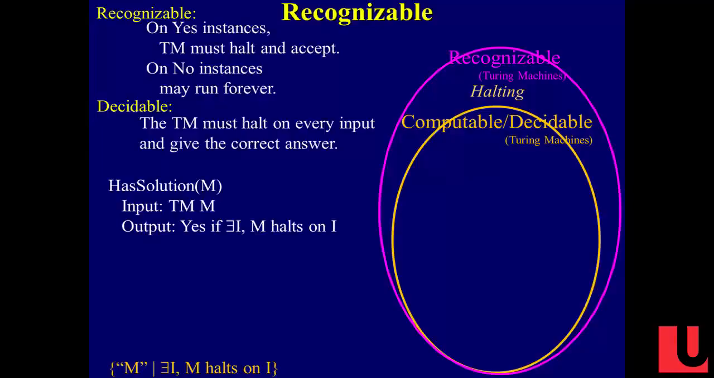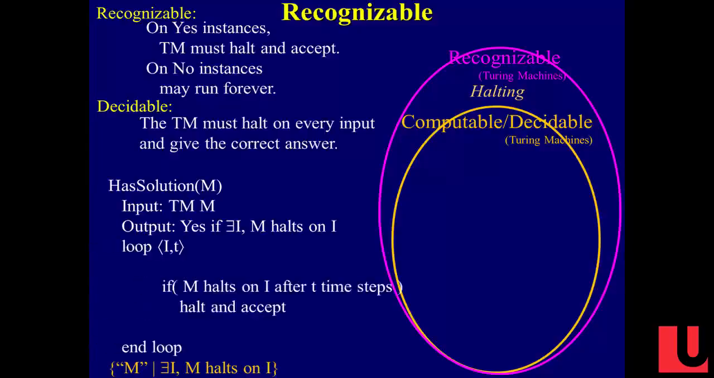So let's go back to our question here. We have some input i and some time step t, and we're going to run m on i for t time steps. How do we schedule these i's and t's? Exactly. So here what I'm saying is we just enumerate over all i and t so that eventually you get to each i, t pair. And what you do is, if m halts on i after t time steps, then we halt and accept.